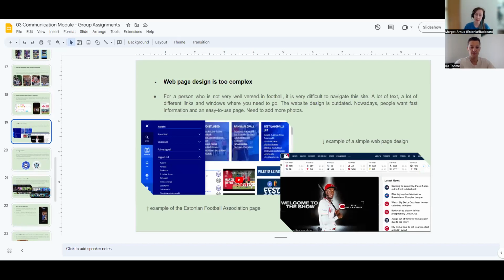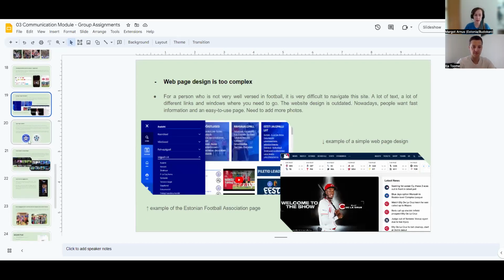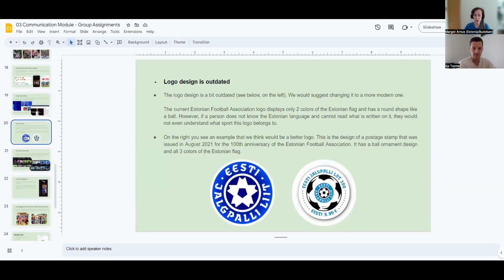What we think they could improve, the negative aspects, were that their web page design is quite complex. It's hard to find things. It could be simplified and more modernized. The same goes for the logo. Right now it's the one on the left, just blue and white, and the name is only in Estonian. So it's hard to understand what it is about if you don't understand Estonian. Also, just blue and white doesn't connect with football too much. And we think they could improve it.